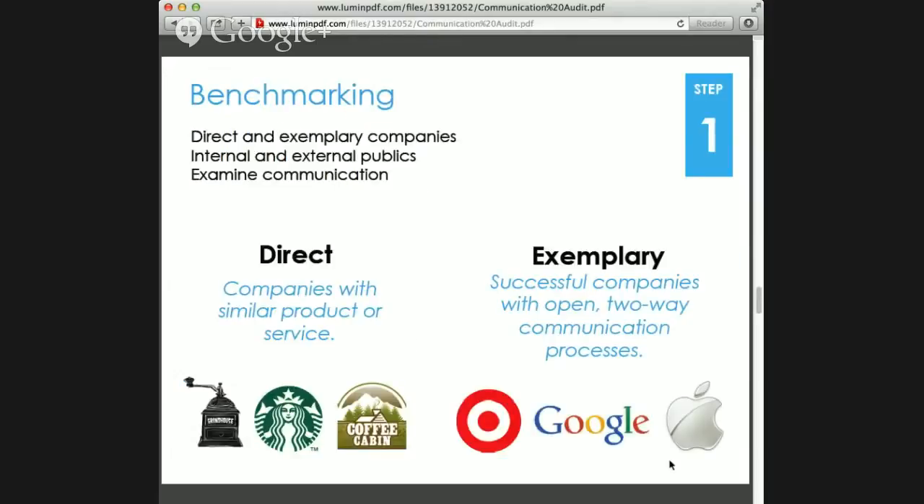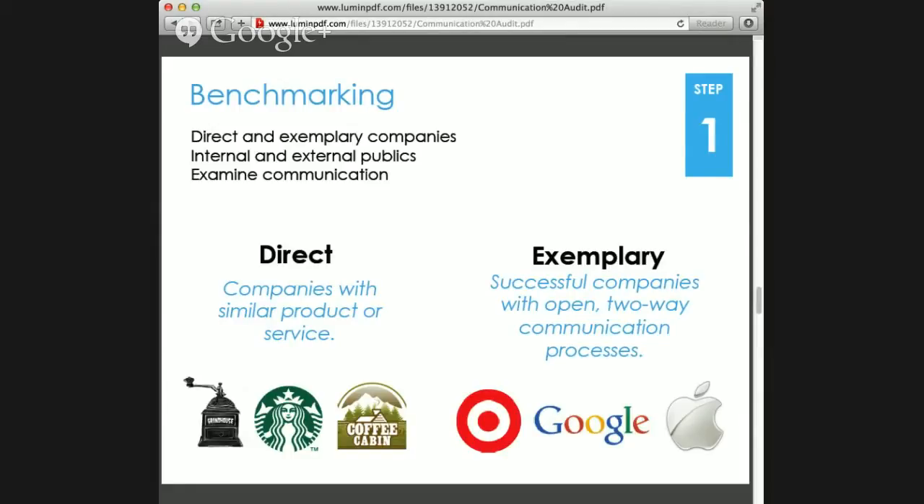All right, so the first step in any communication audit is going to be benchmarking. This is going to be an examination of competitor companies, both direct and exemplary. So a direct company is a company that sells or provides similar products or services. An exemplary company is one that does not necessarily provide similar products or services, but effectively uses open, two-way communication processes. So when looking at these companies, it is important to gather information on both their internal and external publics.